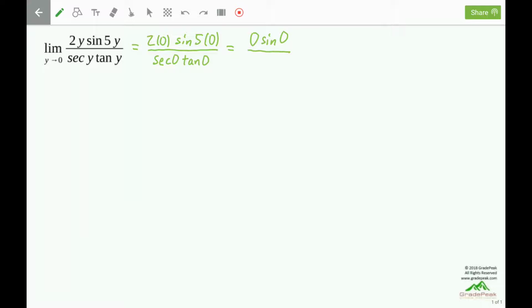Divided by the secant of 0, which is 1 over the cosine of 0, which is 1 over 1, which is a 1, times the tangent of 0, which is sine of 0 over cosine of 0. Sine of 0 is a 0, cosine of 0 is a 1, 0 over 1 is a 0. In the numerator, sine of 0 is a 0. So we have 0 times 0 over 1 times 0, 0 times 0 is 0, 1 times 0 is 0, and we have the 0 over 0 indeterminate form.